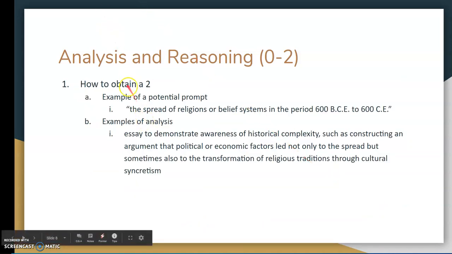And so to obtain a 2, it's essentially the same prompt as before, but the essay has to demonstrate awareness of historical complexity, such as constructing an argument that political or economic factors led not only to the spread but sometimes also the transformation of religious traditions through cultural syncretism. I don't know what that means, but this sounds big and smart, in my own words.